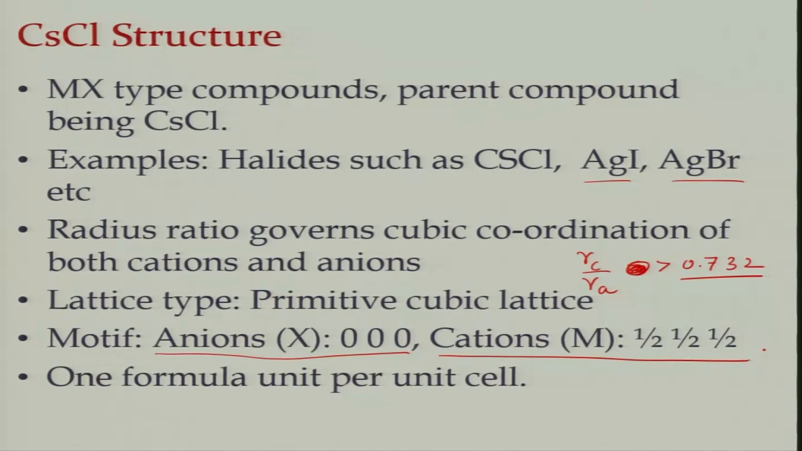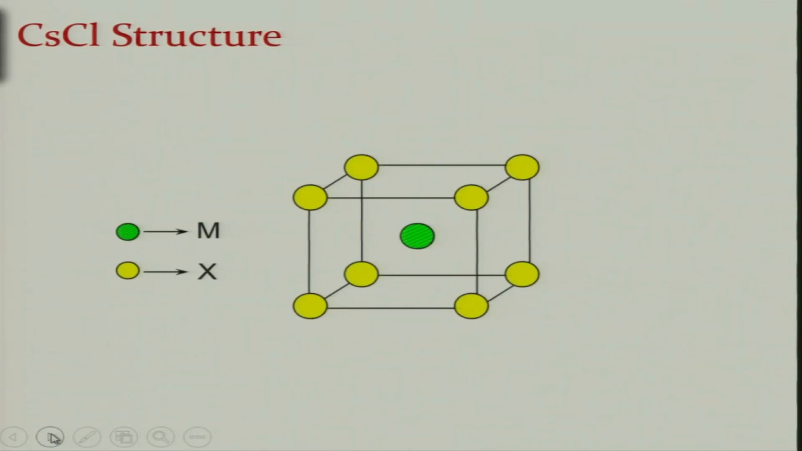It's not a BCC structure because both the lattice points are different, and there is one formula unit per unit cell. So you have X atom sitting at the 0, 0, 0 position, and M atom sitting at the half, half, half position. So this is the cesium chloride structure, which a lot of people conceive as a BCC structure, but in a BCC structure the center and the corner atoms have to be the same. In this case it's different. So you can consider this as a molecule, and one molecule is sitting on a lattice point. So it's a molecular structure with a primitive cubic lattice.